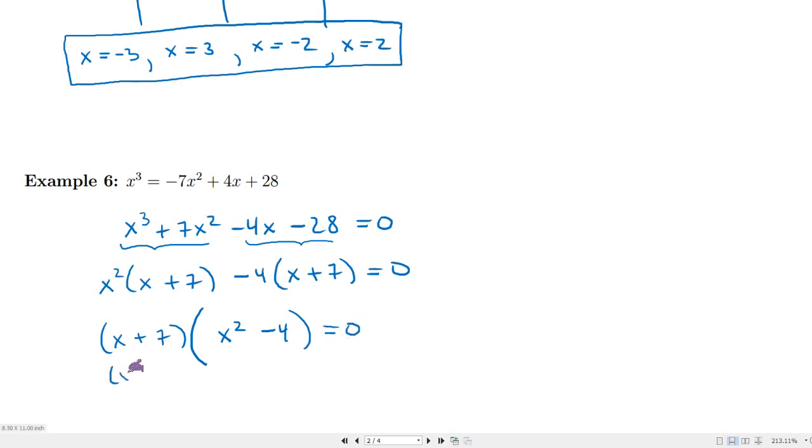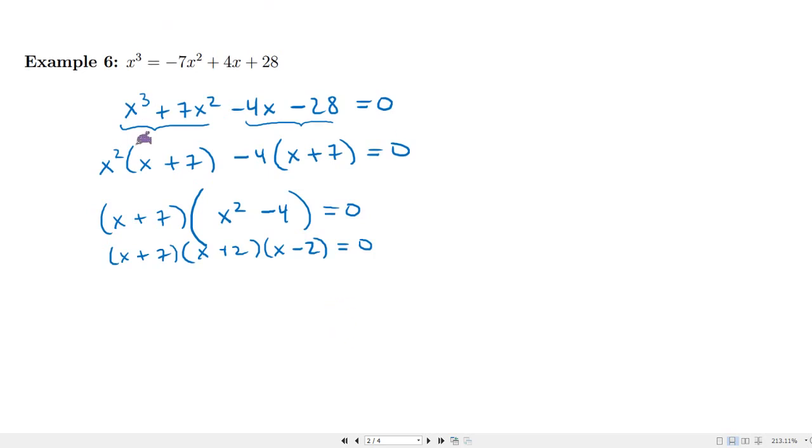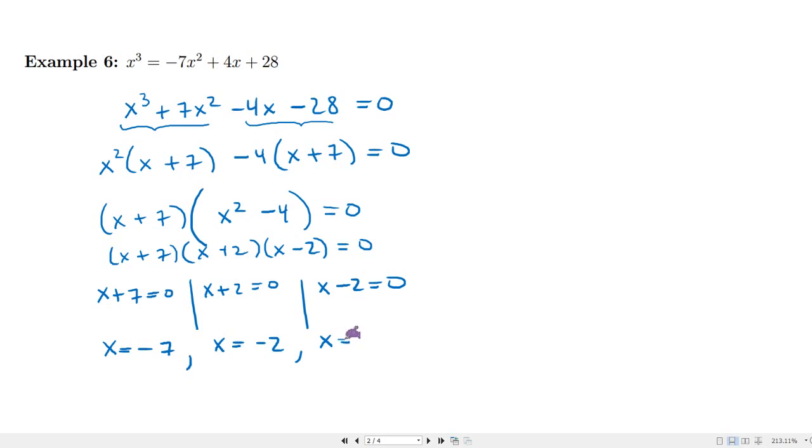And that means we'll have x plus 7, and then this factors as x plus 2, x minus 2 equals 0. And then now we'll be able to write the roots. We will be able to use the property of 0 to say that this is 0, or x plus 2 is 0, or x minus 2 is 0, which would tell us that x is negative 7, or x is negative 2, or x is 2.